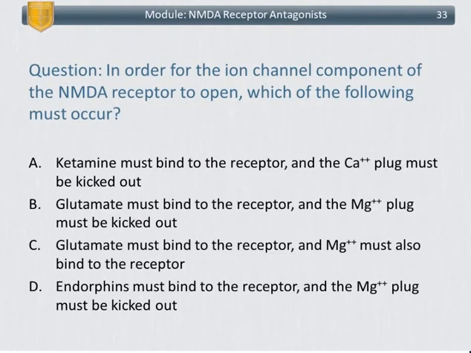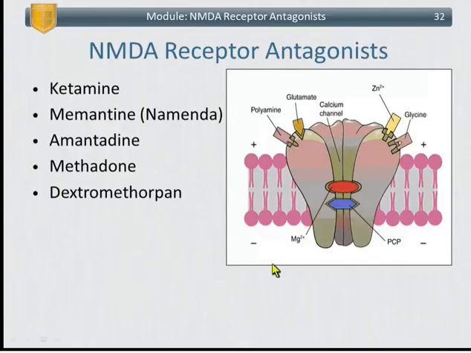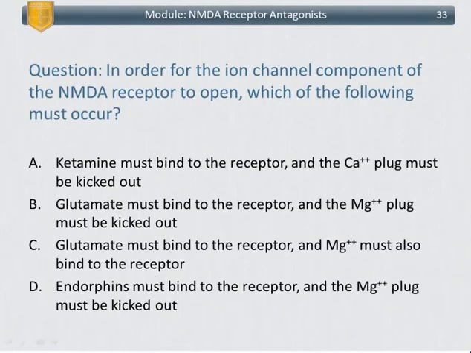So a question for you. In order for the ion channel component of an NMDA receptor, maybe I'll just help again. This is an NMDA receptor complex. In the middle is a calcium ion channel. So in order for that component to open, which of the following must occur?